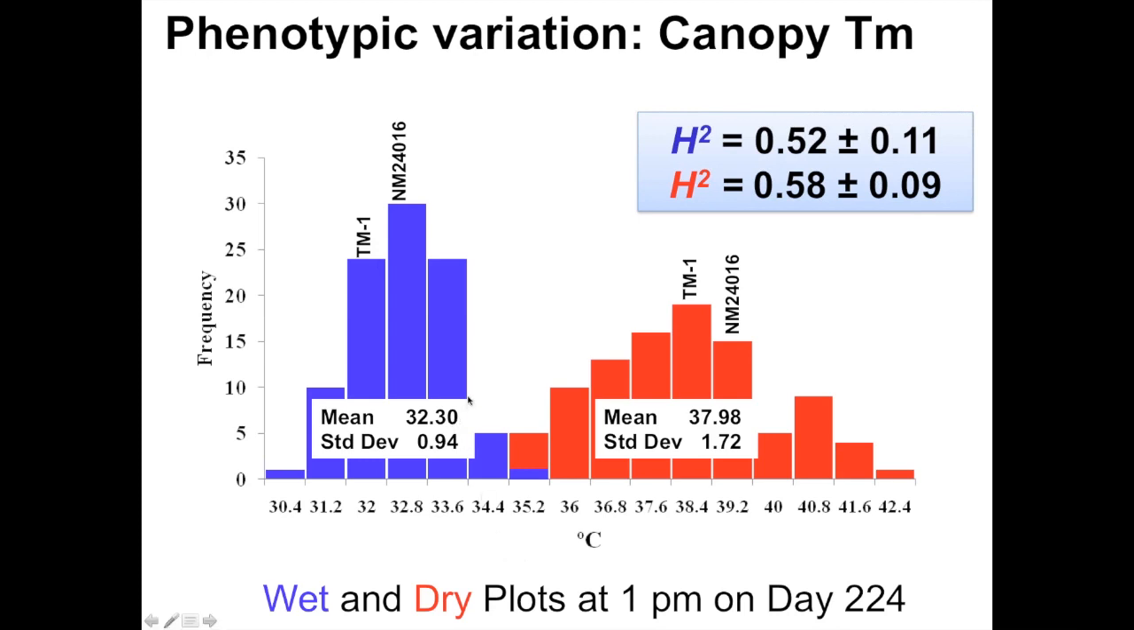We're calculating the broad sense heritability for the plots that are wet. Those are control plots, which have a mean of 32 degrees Celsius, and that had a heritability of 0.52. And then the red colored plots, if you look over here, had a mean of 37.98 and a heritability of 0.8. So these traits are heritable, and what that says is that if plant breeders wish to use this phenotype in a breeding program, it could be a possible tool.